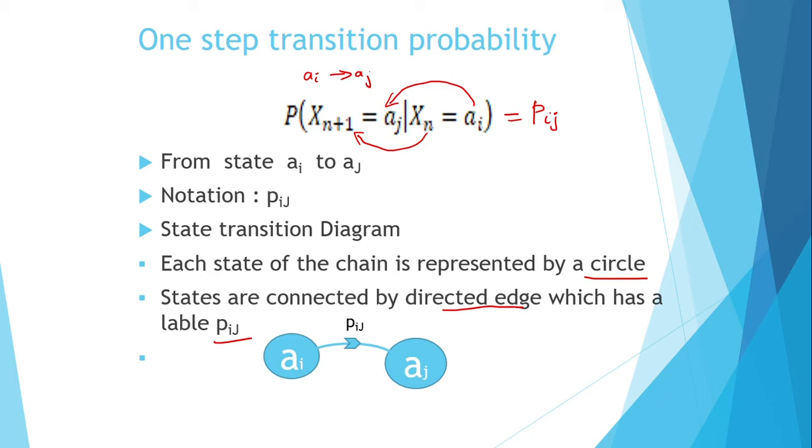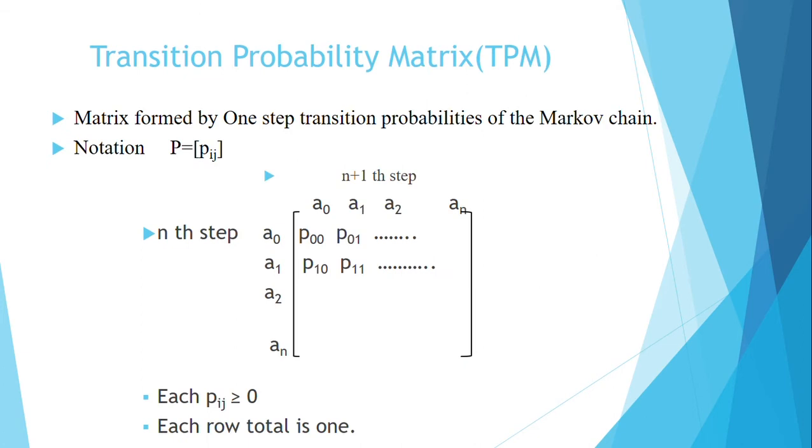Then the next definition, transition probability matrix, TPM. The matrix which is formed by the one-step transition probabilities of the Markov chain is called the transition probability matrix, and it is denoted as capital P. That is, it's a matrix whose entries are nothing but Pij, the one-step transition probabilities. Look at the matrix given here. This is nothing but our capital P, the TPM.